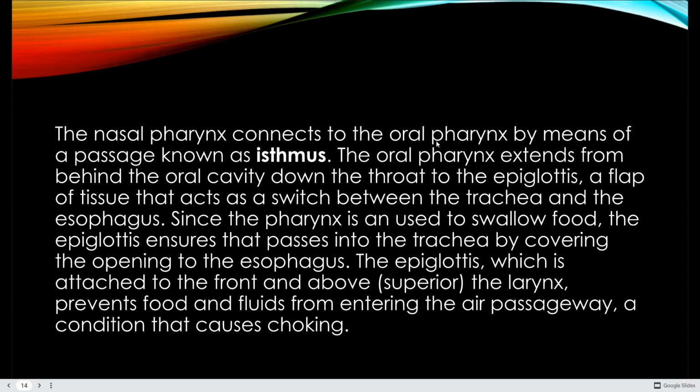So whenever you are having choking, it covers the entrance of air going to the lungs. That is why these patients find it really hard to breathe, and eventually it can cause death if not treated. Again, the epiglottis acts as a switch between the trachea and esophagus.